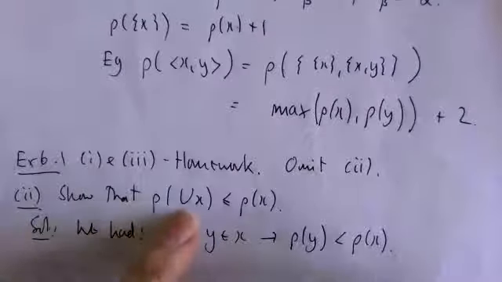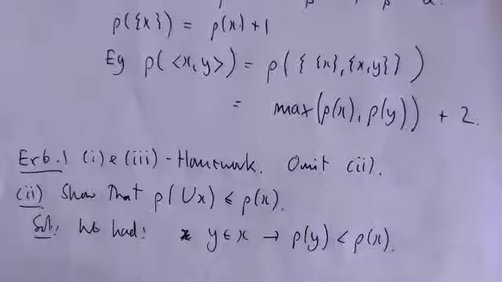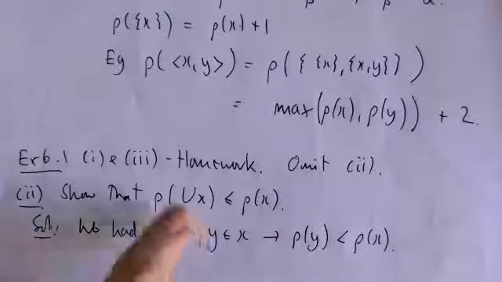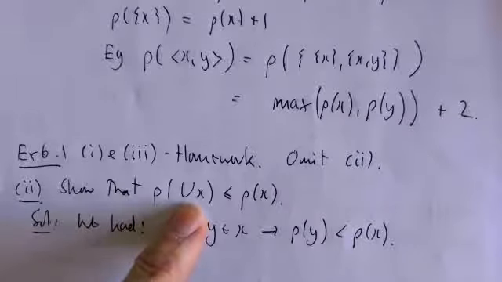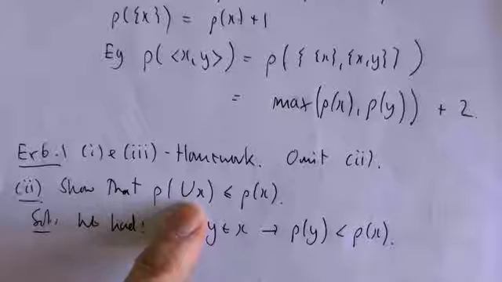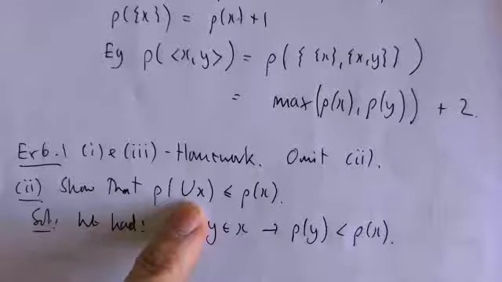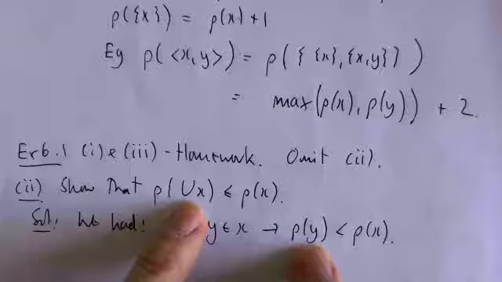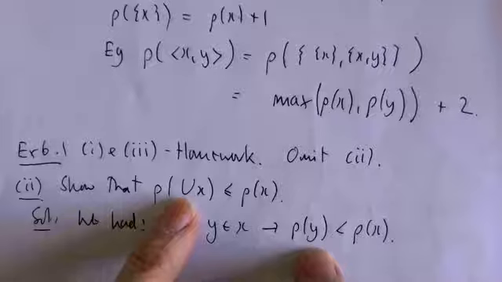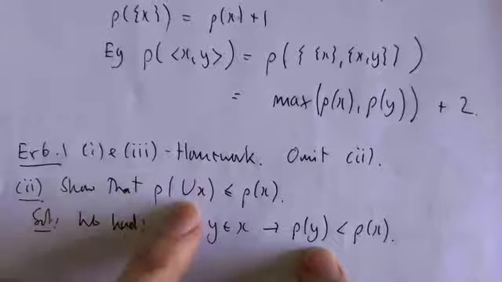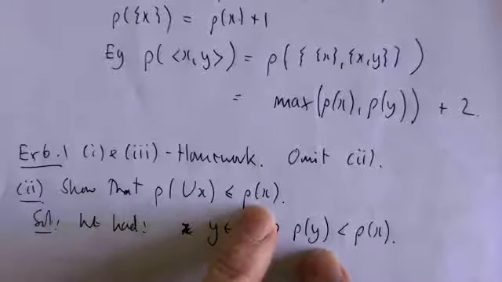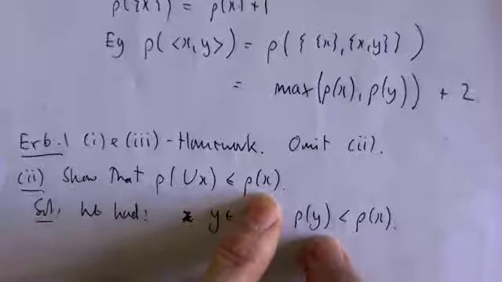So what is this big union here? It's a set of elements of x. Okay, but if I pick an element of x, it's got smaller rank. And if I then pick an element of that, it's got yet smaller rank. So actually, it's fairly obvious that the rank of anything in here is going to be less than or equal to the rank of the whole set.